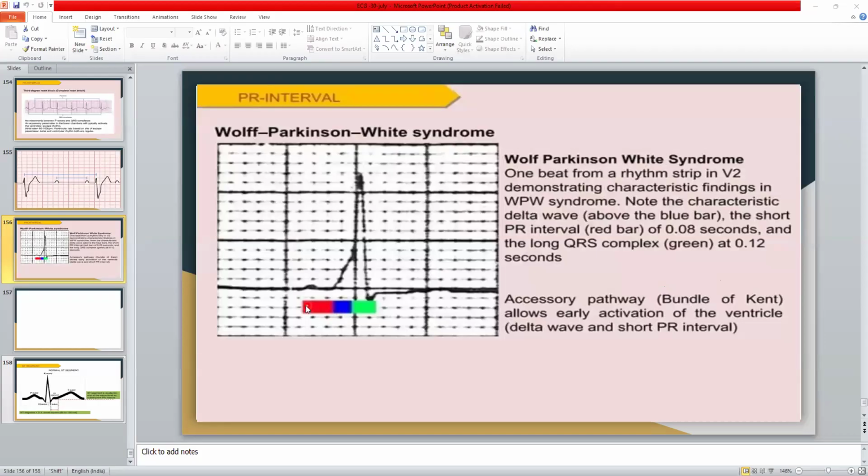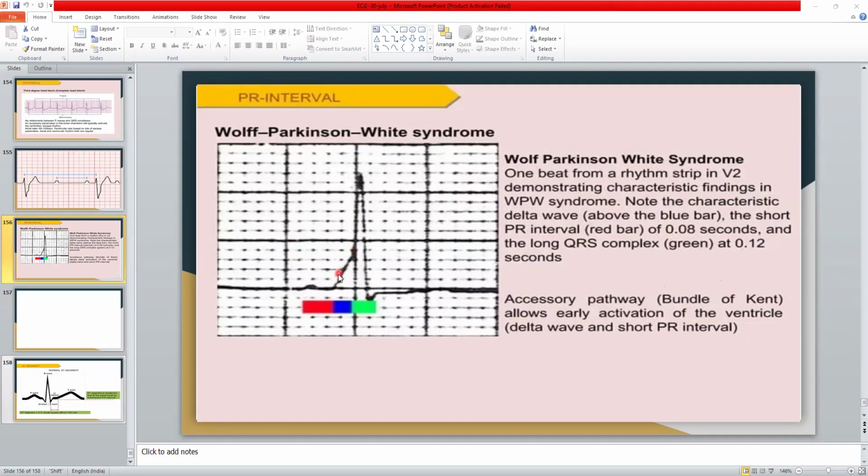This is the red bar. This is the short PR interval of 0.08 seconds, and the long QRS complex, this is the green, is the QRS complex of 0.12 seconds, and this blue one is the delta wave. This is the delta wave. See here properly, this is the delta wave.